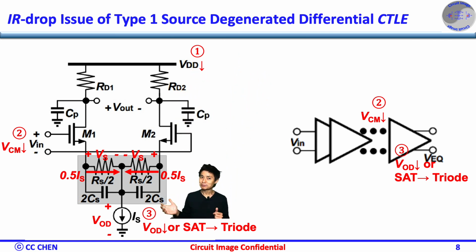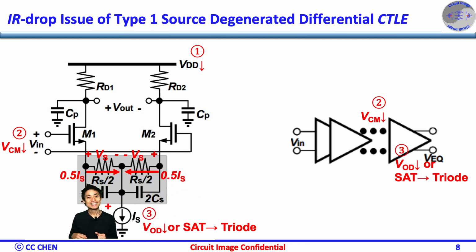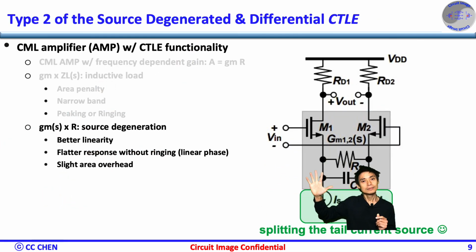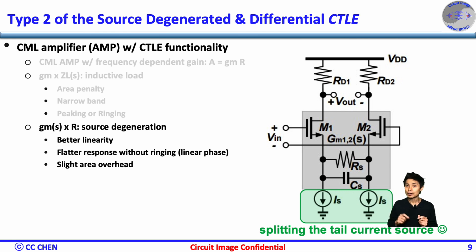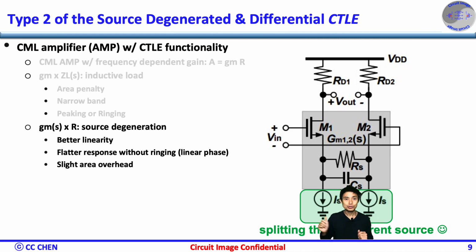Do we have type 2 CTLE? Yes. Think about the image of the splitting DC current for 5 seconds. Yes, we have another choice of splitting the tail current source in each half circuit as a pseudo differential topology. We then connect the source degeneration network between each half circuit to keep the high pass frequency response as before. But do you see any subtle issue that most pseudo differential topologies would have?